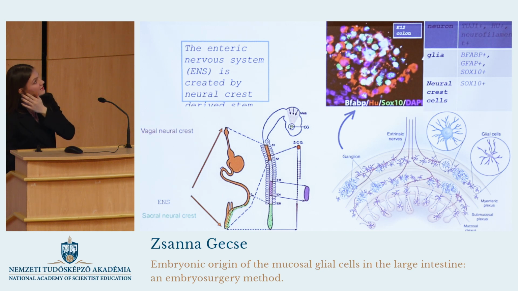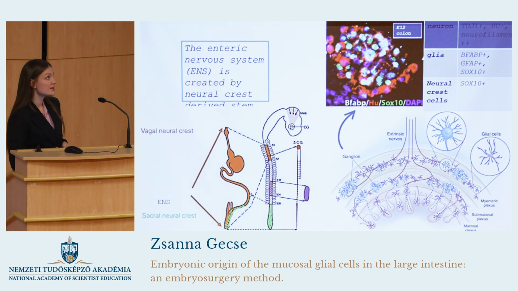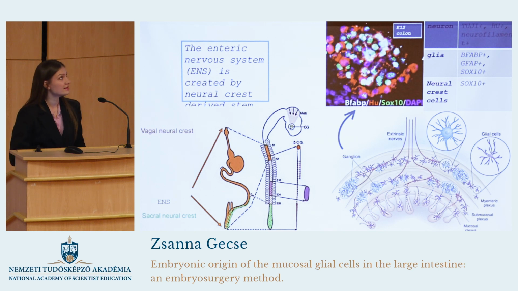In the corner, you can see different immunohistochemical staining that I used during my process, and the most important are the TUJ1, which is a beta-3 tubulin marker for neurons, and the SOX10, that's a glial marker, but also marks neural crest cells.